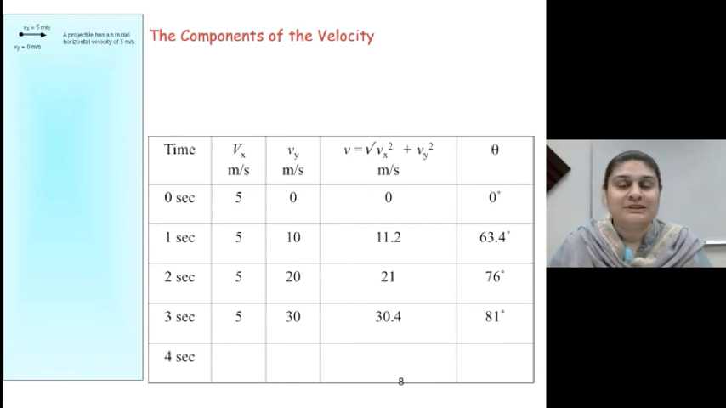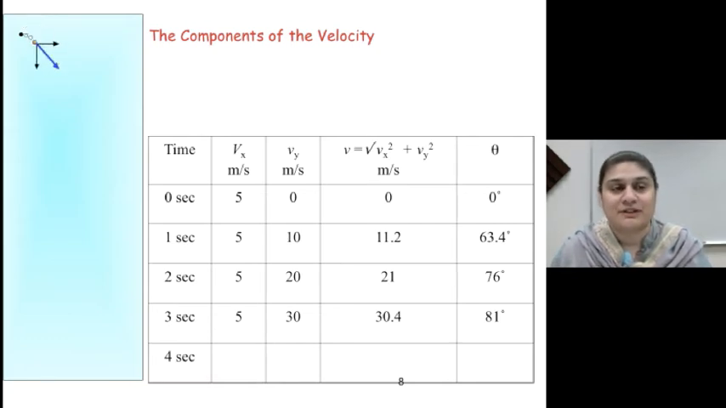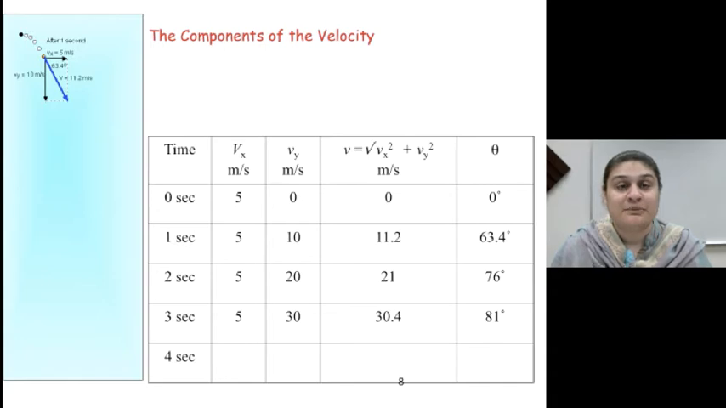Now, how does the projectile change with respect to time? So let's say we have a projectile. It has an initial velocity of 5 meters per second. So where will it be after 1 second?